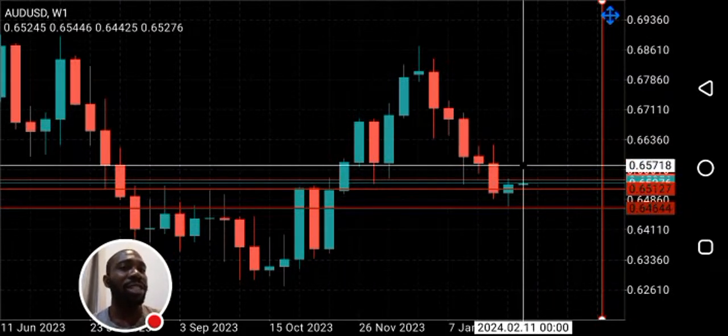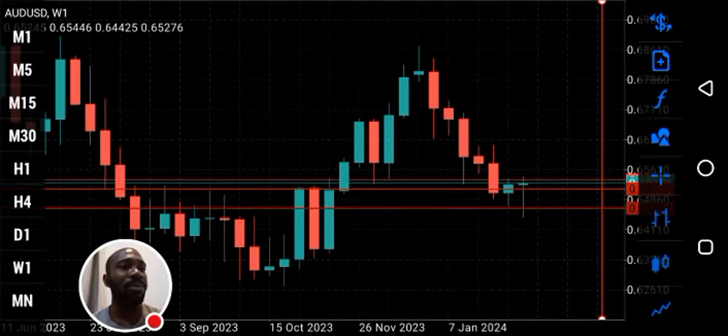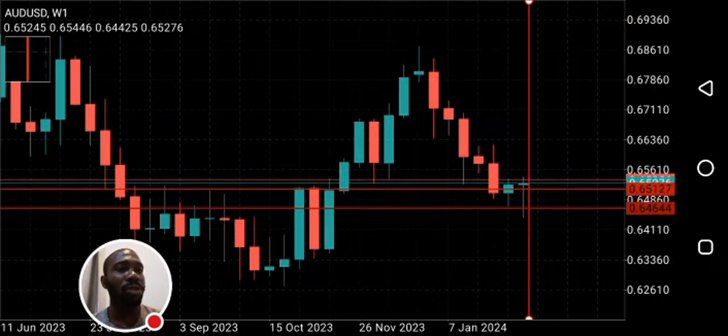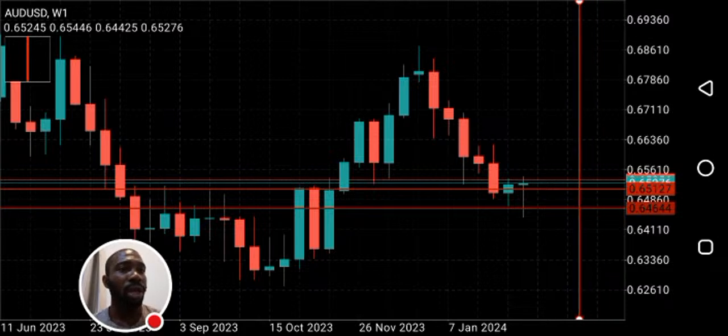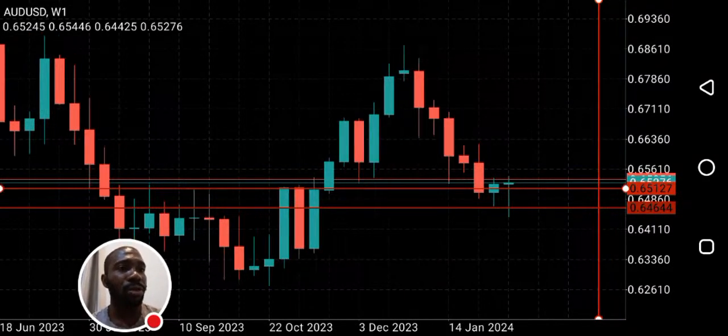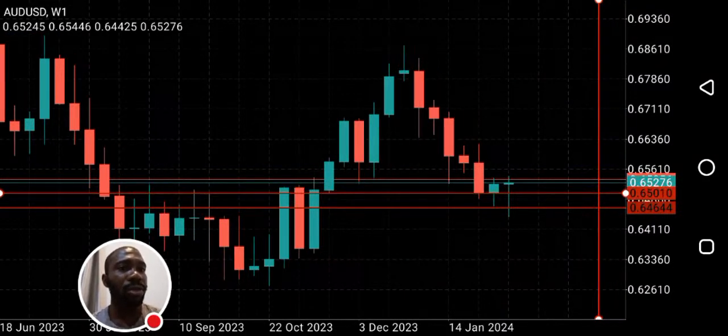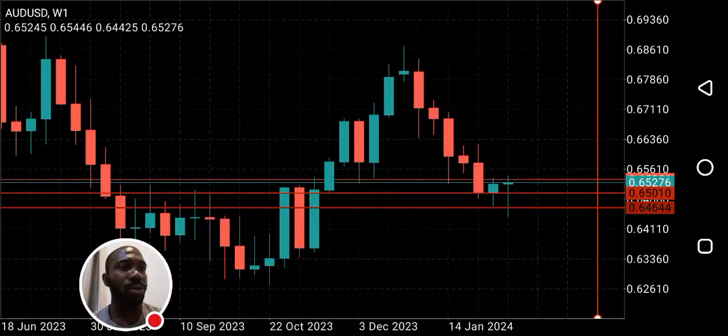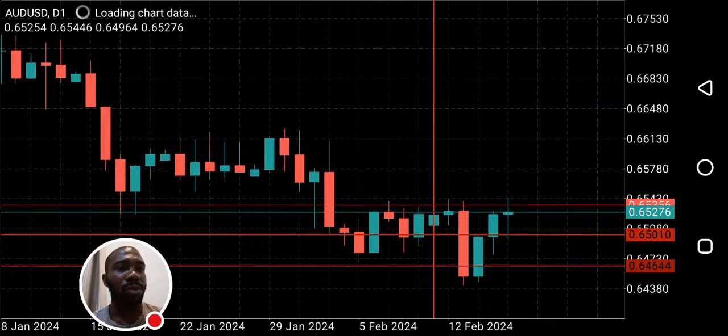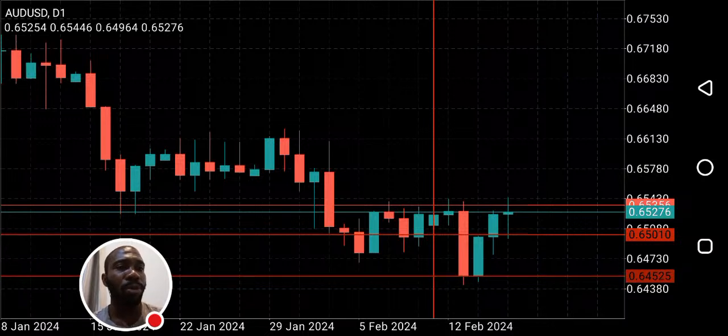So if you are considering selling, let's identify the most recent supports. Okay, so this is the support level. Let's go to daily. So on daily, we had a support here. This support zone should be broken before you consider selling. That support should be broken before you consider selling.